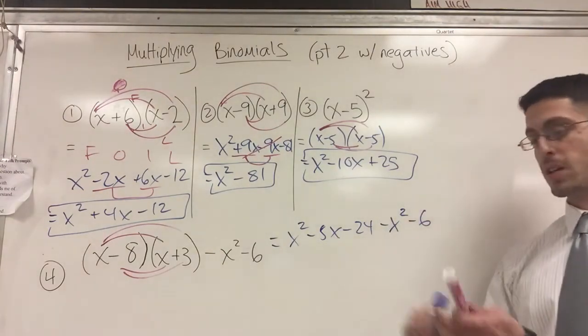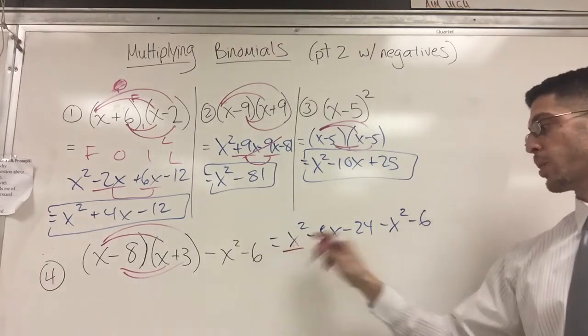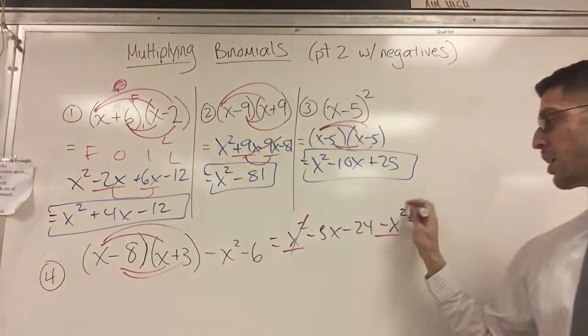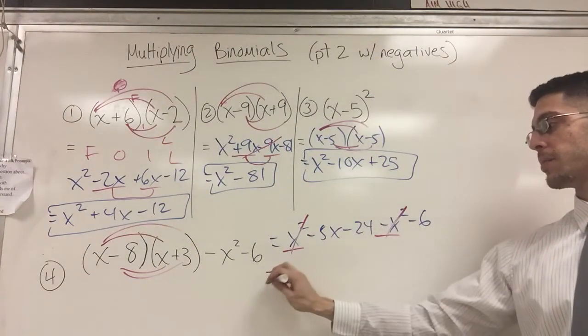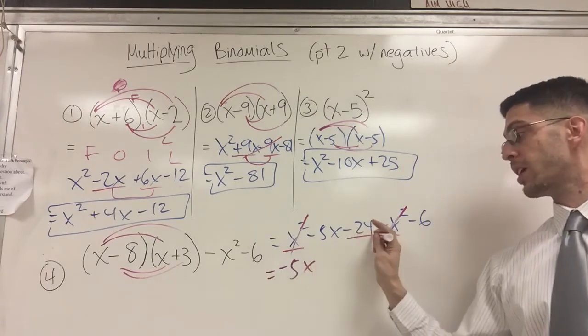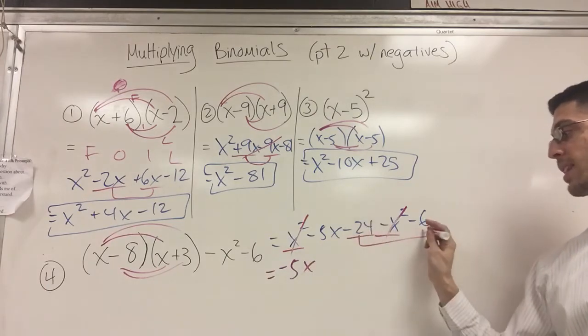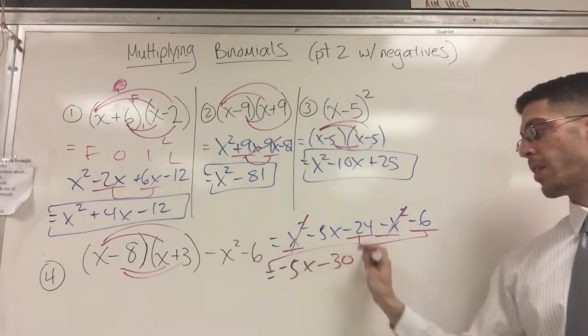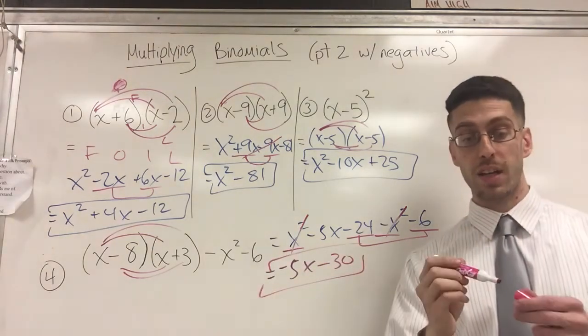Look for your like terms. You see like terms? X squared, negative x squared. Guess what? They cancel out. Goodbye. Negative 5x? I don't know. There's no like terms there, so I dropped that down. Negative 24 and negative 6 combine to give you negative 30. And there is your final answer.